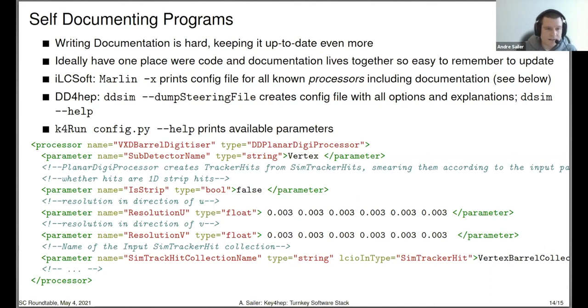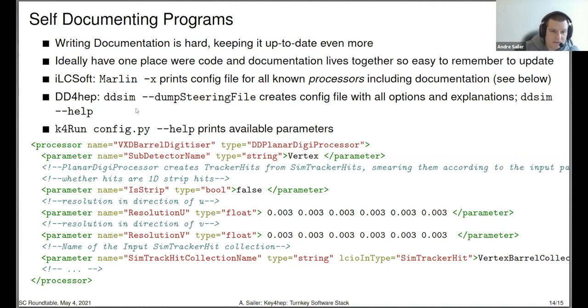And in iLCSoft, this self-documenting program basically is Marlin, where you have minus X, which spits out an XML file with all the parameters and all the processors it knows about. So down here is an example where you have this planar digi processor, and then it would print out all the parameters you have for that, including the documentation strings that are written in the place where the parameters are defined.